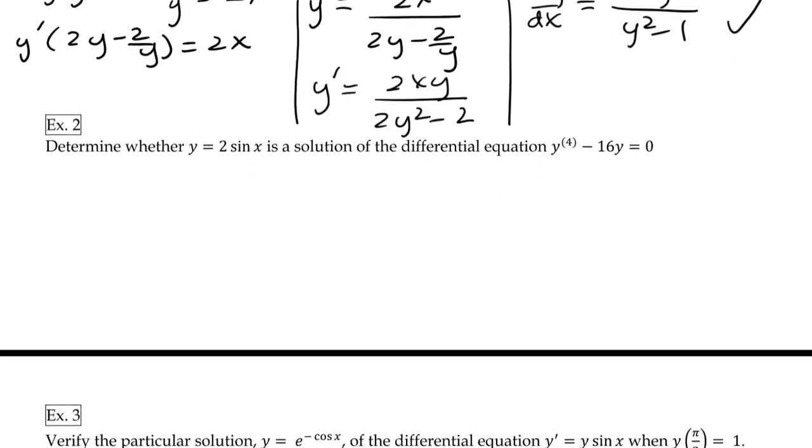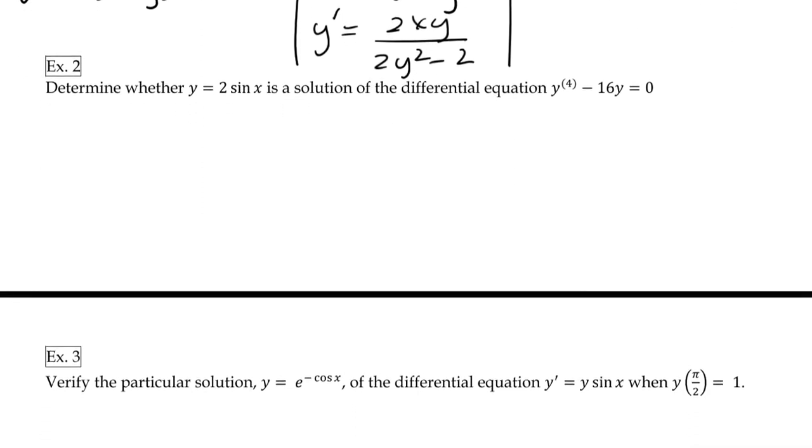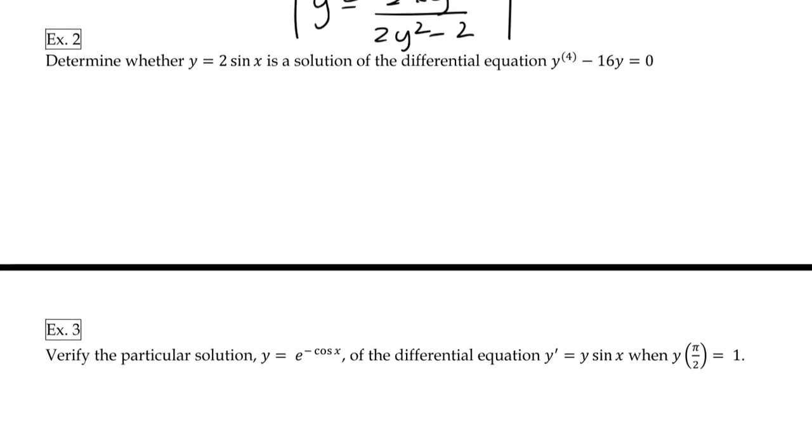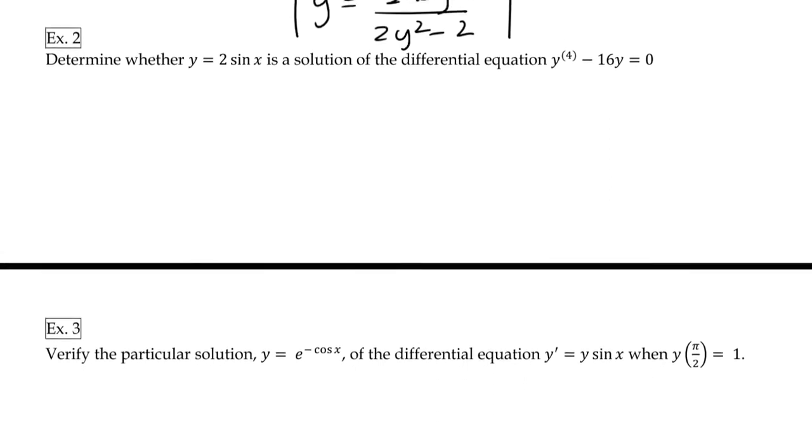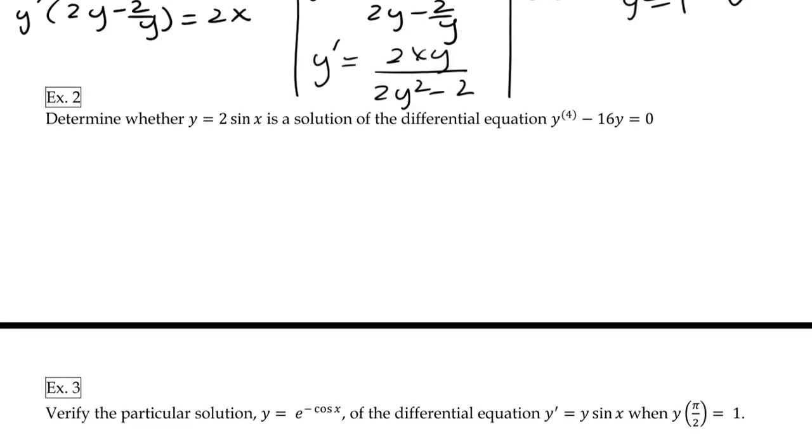Now this one, it's similar, but they didn't say verify. They said determine whether y equals 2 sine x is a solution to the diff EQ. Remember that this right here, because it's in parentheses, this means the fourth derivative. So again, what this question is saying is if I have this function, and if I take the fourth derivative of that function minus 16 times the function, will I get 0? So it's saying, is this a solution? So we have to figure it out.